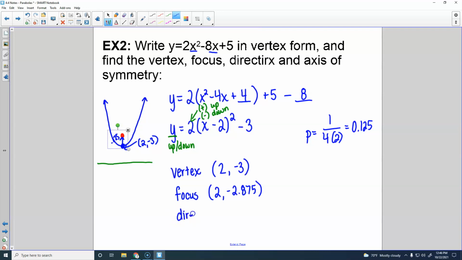Directrix. Horizontal line. X equals or Y equals? Y. And then my Y coordinate here was negative 3. I need to go down 0.125, so I'm going to subtract. I'll get negative 3.125.